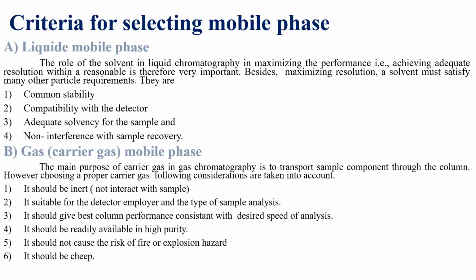Next one is gas mobile phase, which is also called the carrier gas mobile phase. The main purpose of the carrier gas in gas chromatography is to transport sample components through the column. However, while choosing a proper carrier gas, the following conditions are to be taken into account. It should be inert and should not interact with the sample.